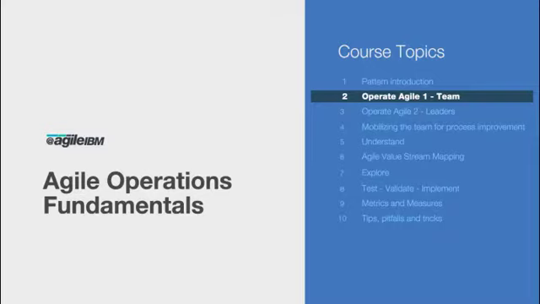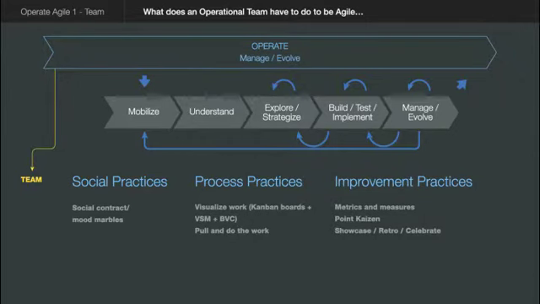Hello and welcome back to Module 2 of the Agile Operations Fundamentals course. In this course, we're going to be talking about what teams have to do in order to go Agile. Teams normally are in a state of operations and they then decide to try their hand at Agile. So what are they going to do?